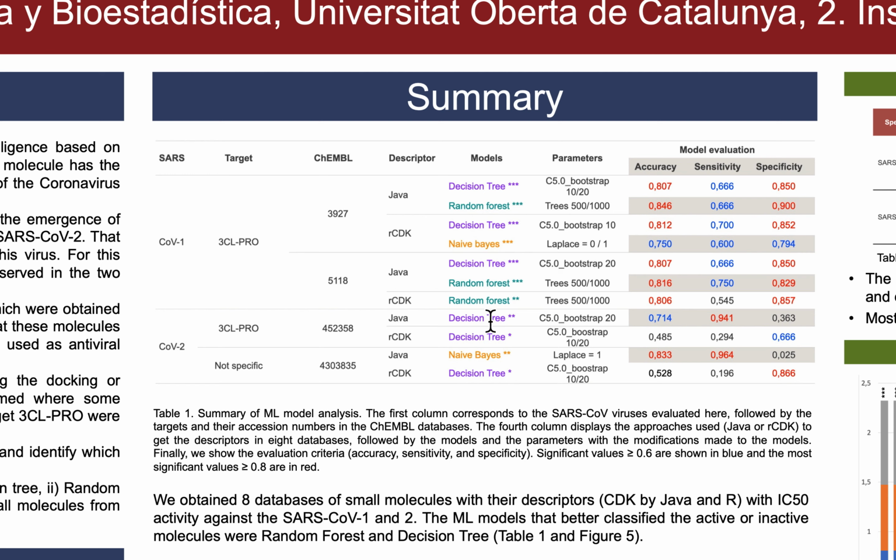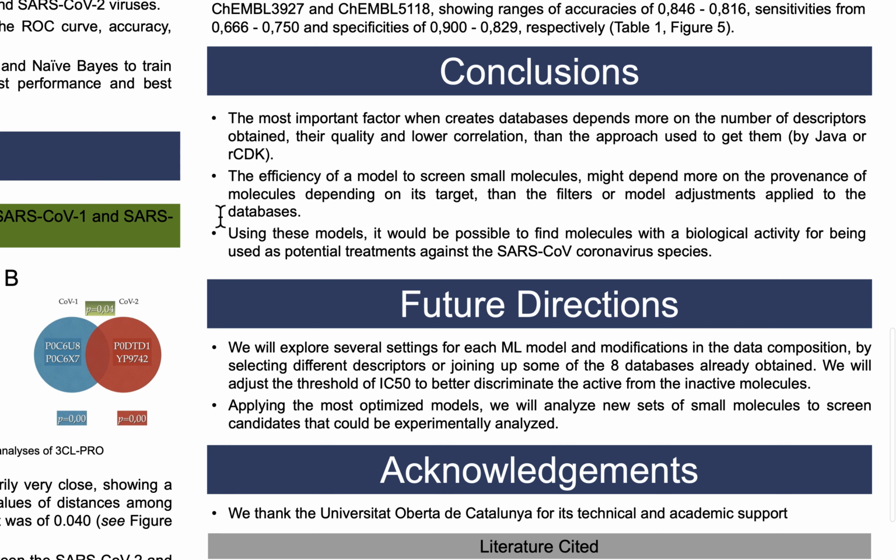As conclusions, we deduce that the most important factor when creating databases depends more on the number of descriptors obtained, their quality and lower correlation than the approach used to get them, and that using these models it will be possible to find molecules with a biological activity for being used as potential treatments against the SARS coronavirus species.